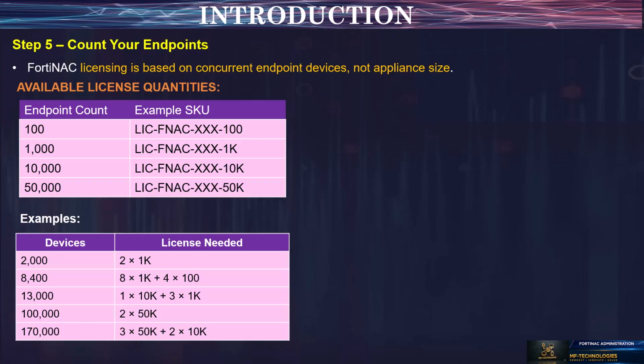Look at this example. Suppose a customer has approximately 13,000 endpoints. Rather than purchasing 13 individual 1K licenses, the recommended approach would be one 10K license plus 3 additional 1K licenses. Another example is an organization with 170 endpoints. In this case, multiple license blocks are combined to reach the required capacity.